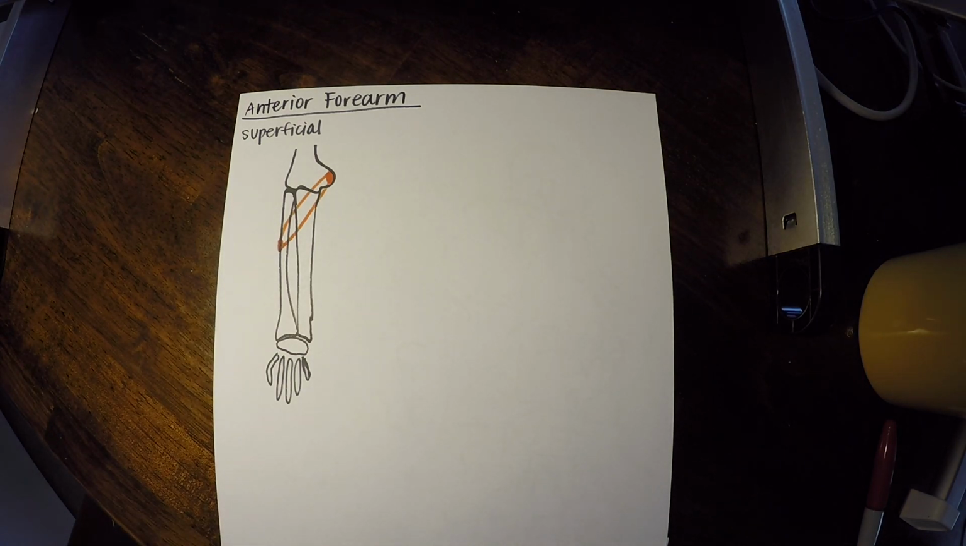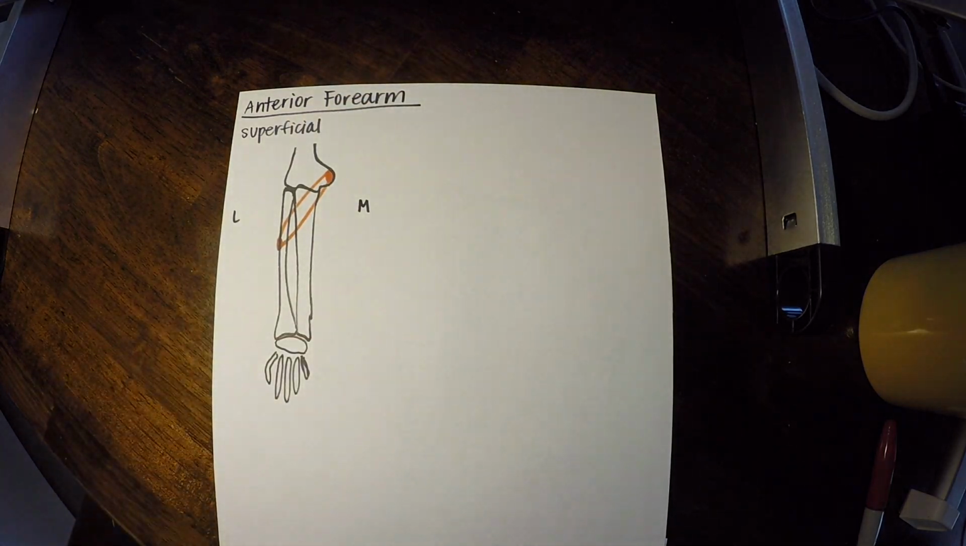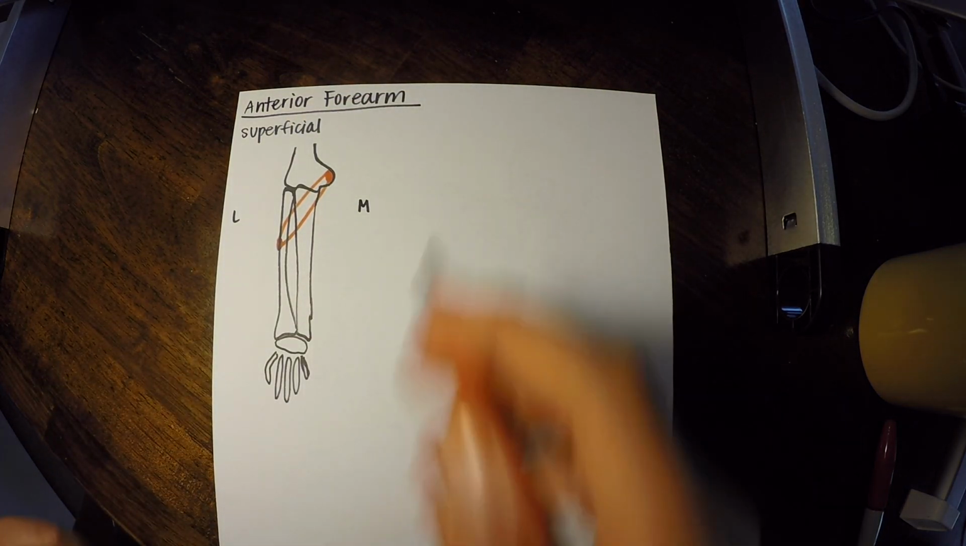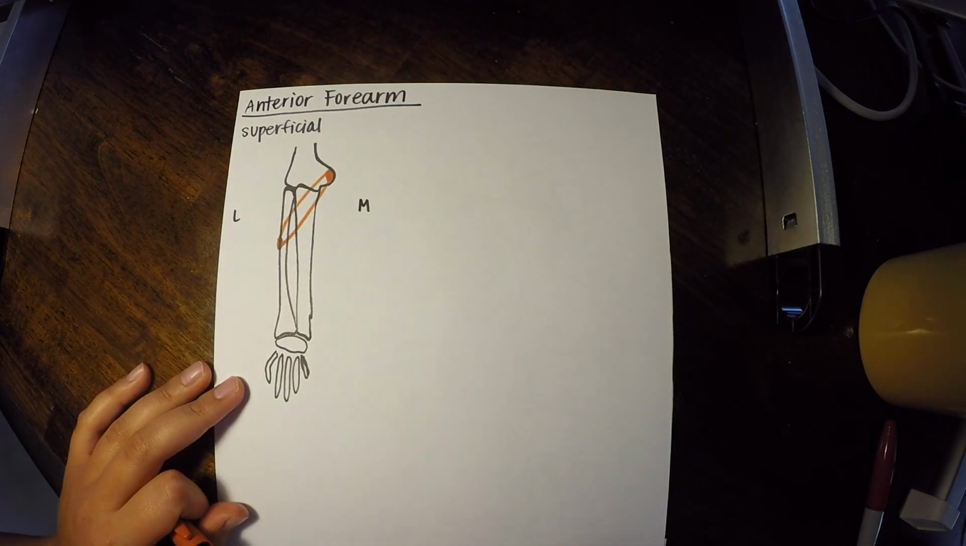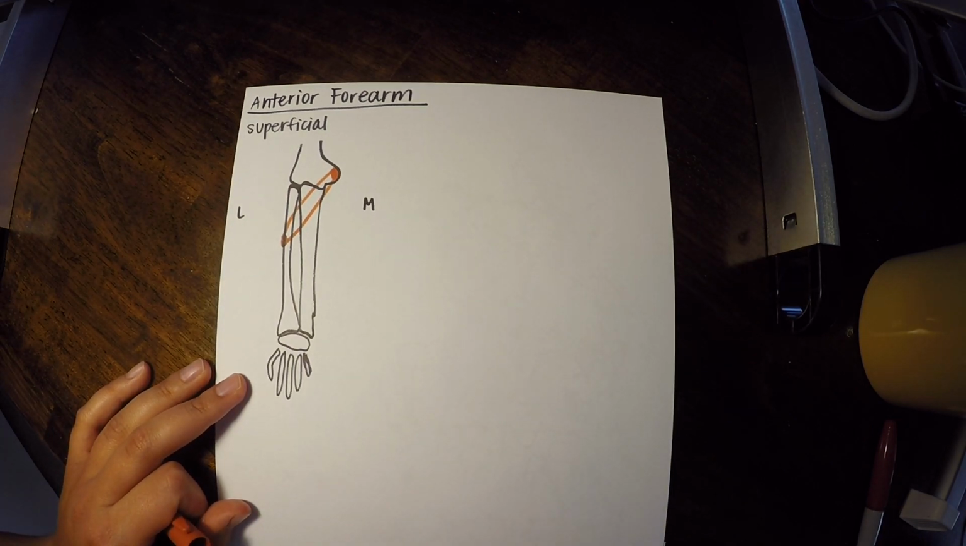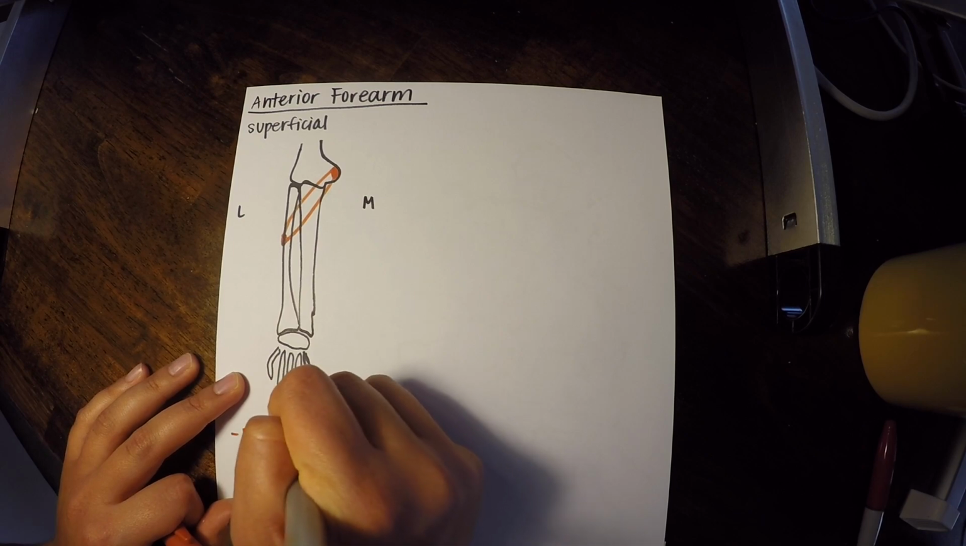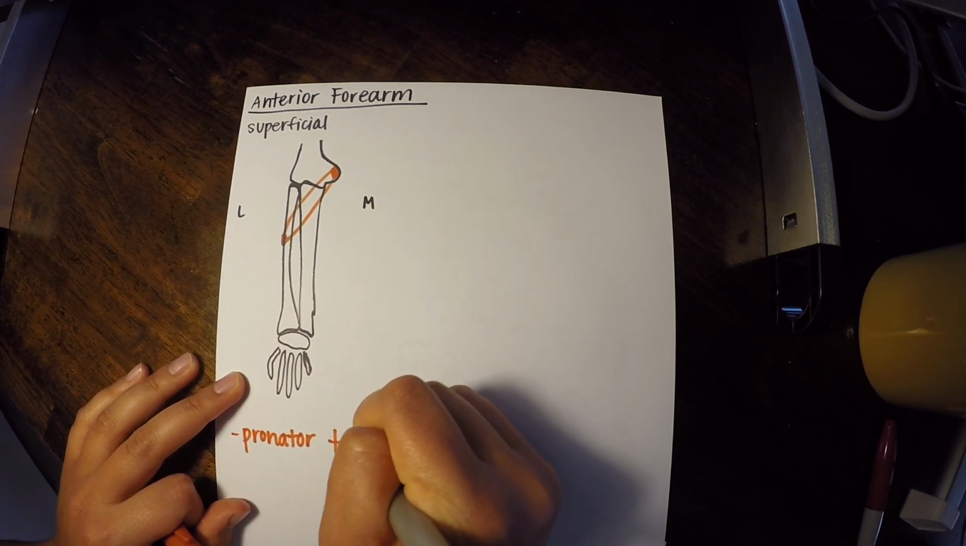Now, before I forget, I'm going to label lateral and medial, and that is actually, I'm going to change things up, and I'm actually going to draw the deep version. So I'm going to label our words down here. We have pronator teres.